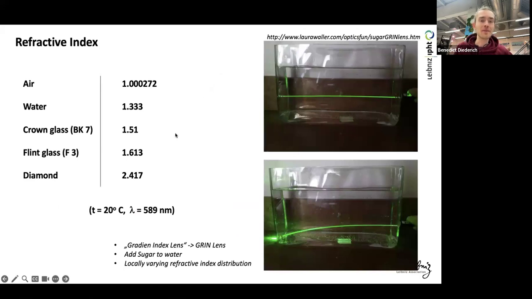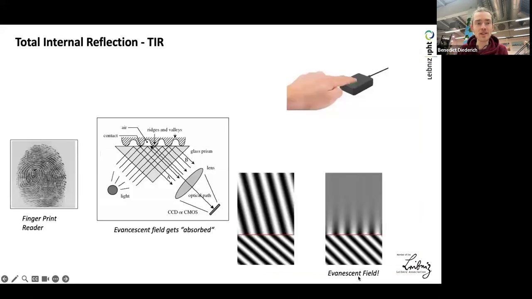For example, you can build lenses that can literally bend the light. So usually you would expect a straight line, but here you have a gradient of refractive index. So you have just water, and you pour over some sugar, and sugarish water has a different refractive index than non-sugar water. And so then you can bend the light, because the lower you go, the higher the sugar concentration, and then the angle will increase. And back in the day, you used this principle to measure.